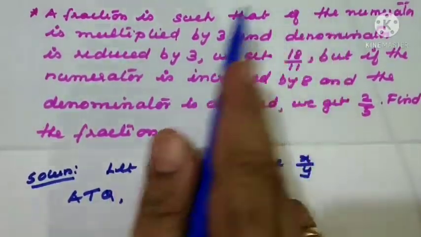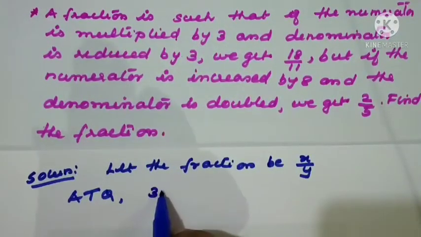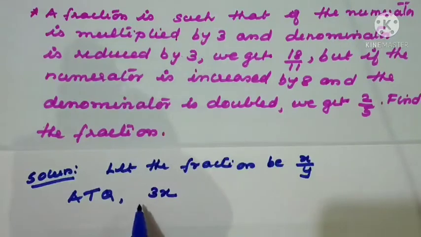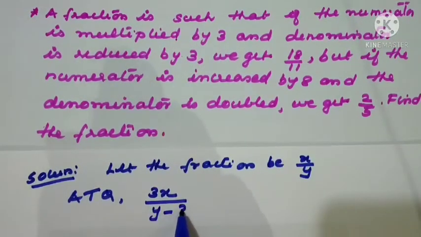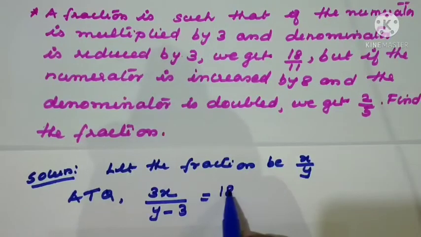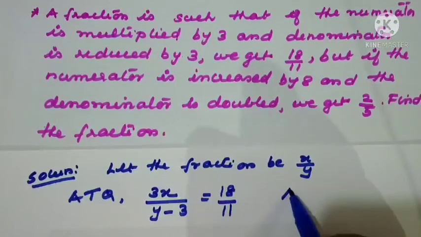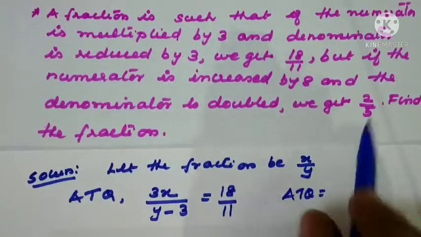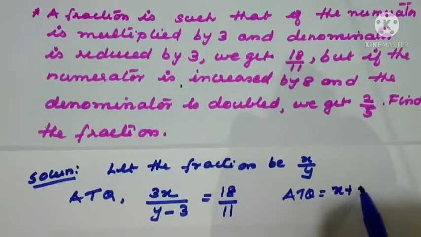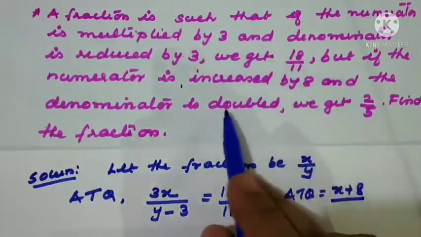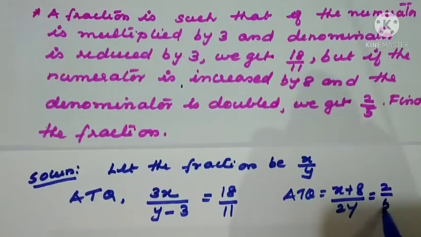Now according to the given condition, that means ATQ, according to the given question: the numerator is multiplied by 3. The numerator is x, so multiplied by 3 means 3x, and the denominator is reduced by 3, so y minus 3, and the fraction is 18 by 11. Now what is the second part? According to the question, the numerator is increased by 8, so x plus 8, divided by the denominator doubled, 2y, equal to 2 by 5.